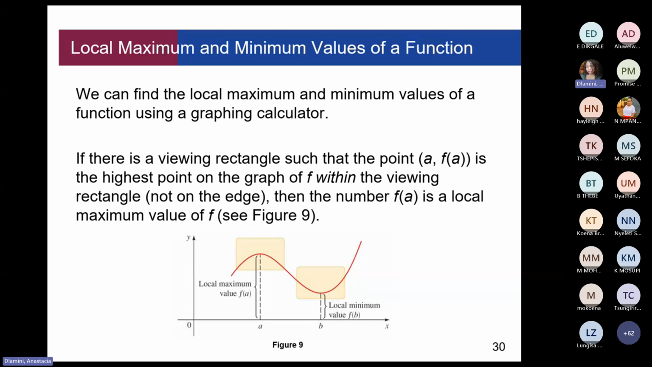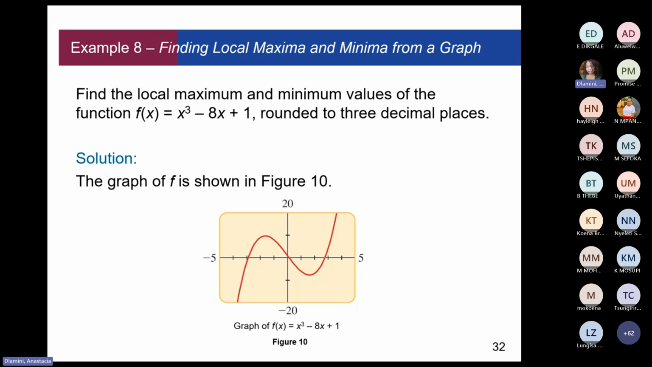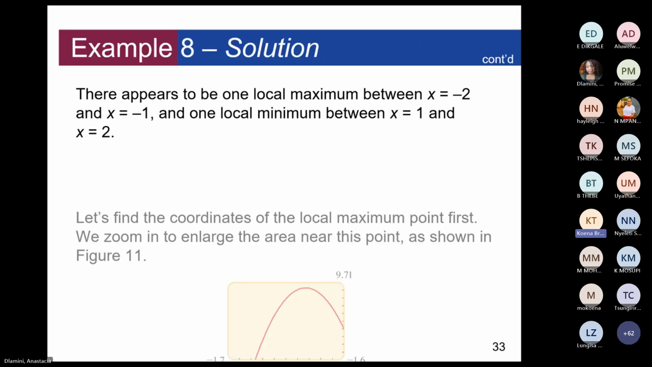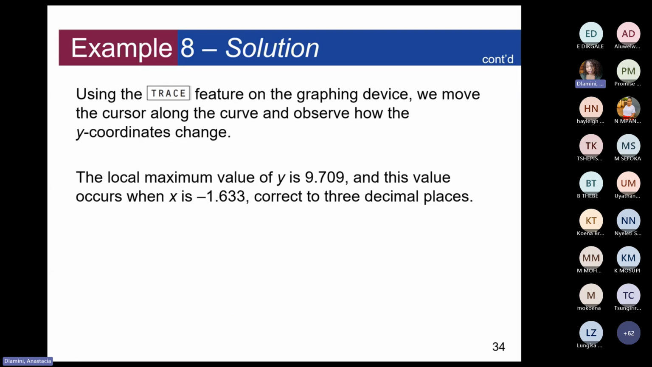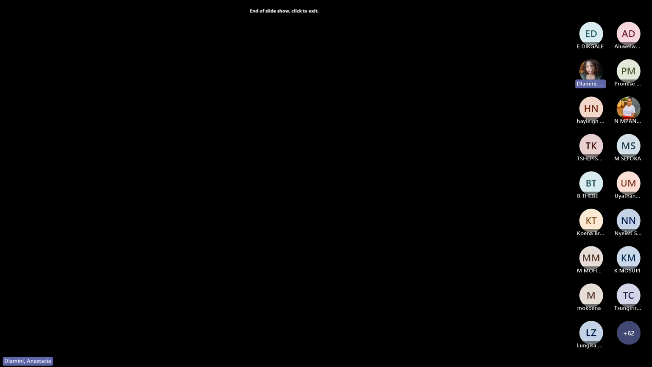So we can find the local maximum and minimum of a function using a graphing calculator. So we're talking about graphing calculators as well, but we're not going to look at that. Here they're telling you this is your local maximum and this is your local minimum for this particular graph. So this is the graph, local maximum here, local minimum there. And we won't look at it because this one is using a graphing calculator. And that was the second session.